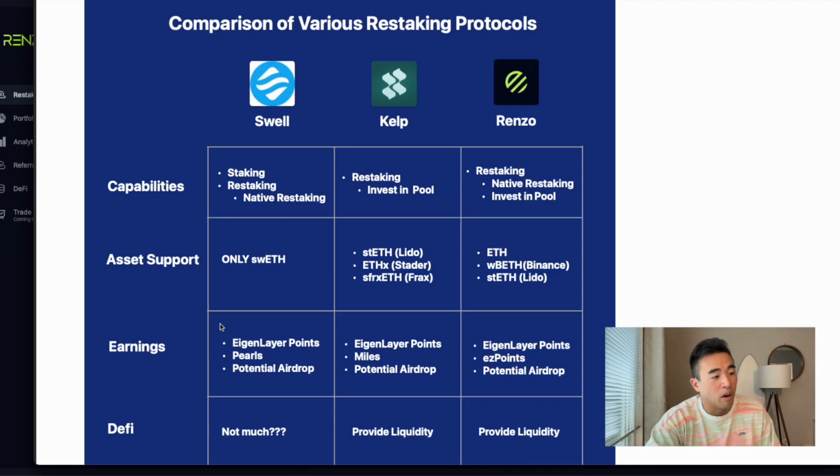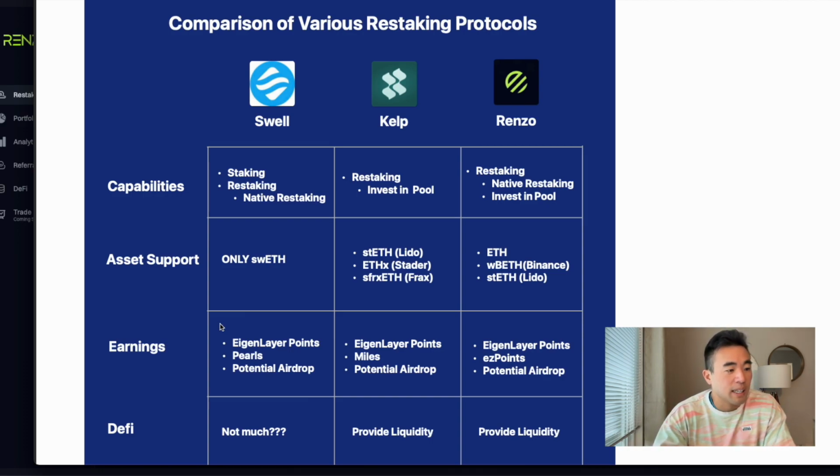So with Kelp, you are restaking and they invest in a pool. So what does that mean? That means on Eigenlayer, you can choose a bunch of different strategies that you can invest in. Kelp puts it in a pool and automates that for you. Same with Renzo. Renzo invests in a pool and, according to them, optimizes the yield for you.